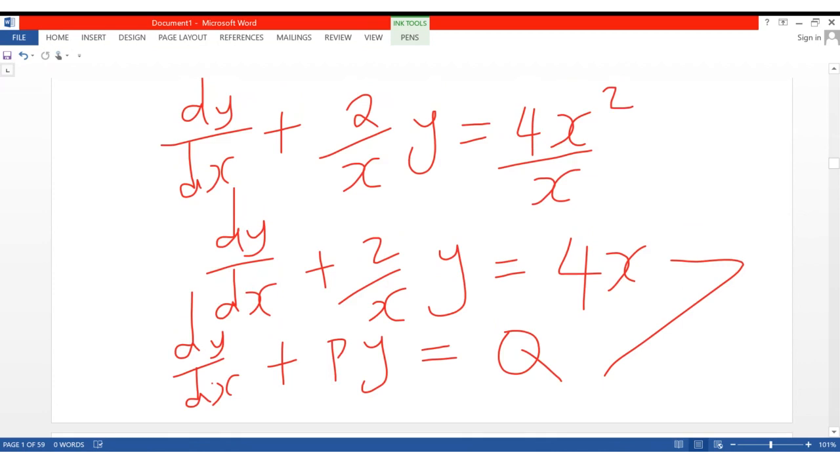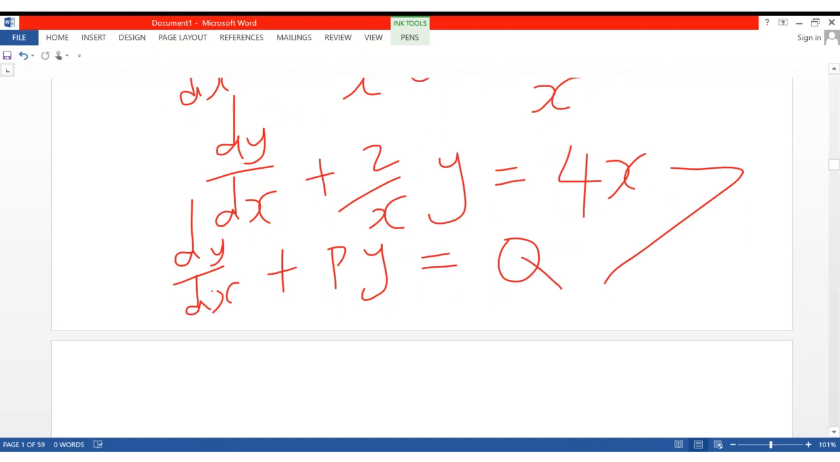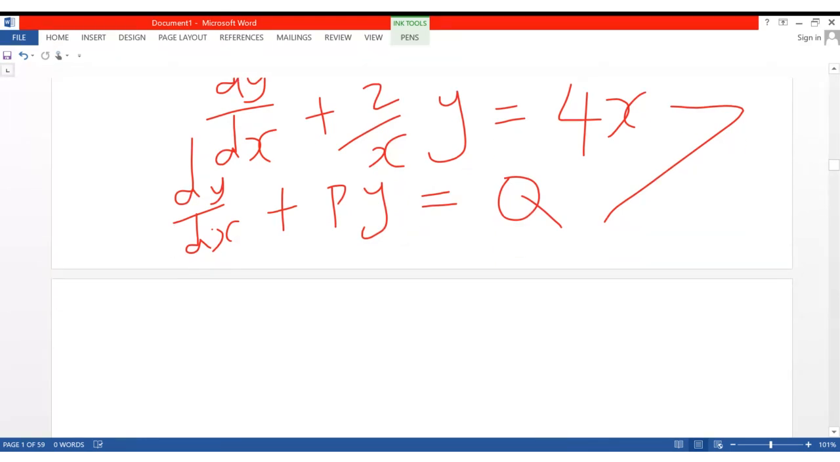Now I'll introduce the integrating factor. Where do we introduce the integrating factor? I'll introduce it basically on the p. So what is my p there? From the equation, by direct correspondence, my p is 2/x. So the integrating factor will be given by exponential of the integral of 2/x, that is, the integral of p dx. I integrate 2/x dx.